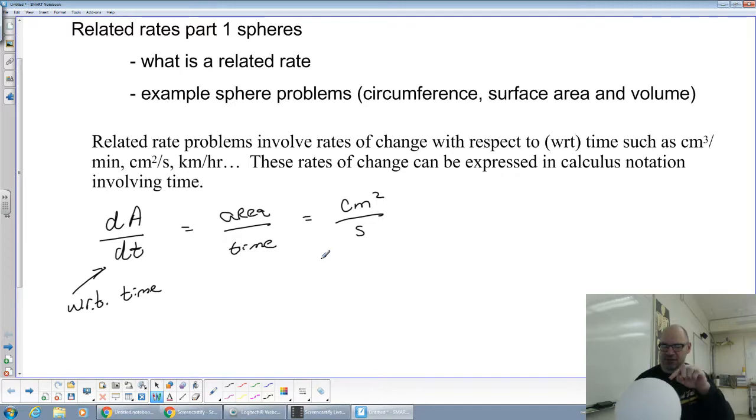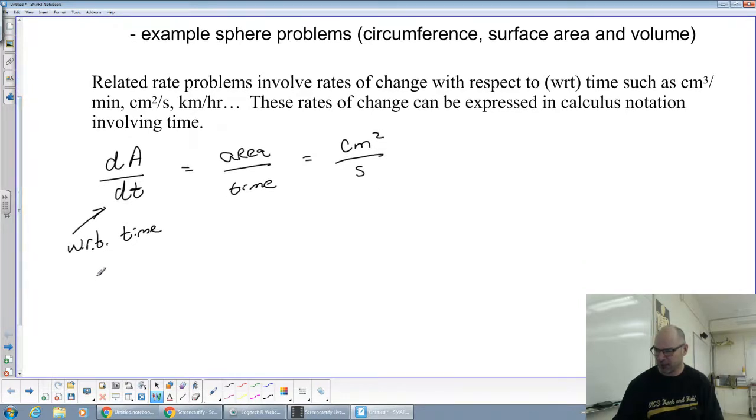But then the radius of the balloon as well, the measurement from the center of the balloon out to the edge, would also be changing. So there's 3 different variables in there with sphere problems. Okay? So you could also have area, like I said. You could also have radius changing. So we would write radius as dr/dt. That means the radius changing with time.